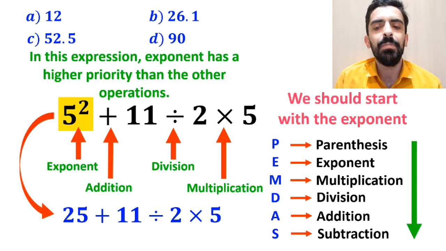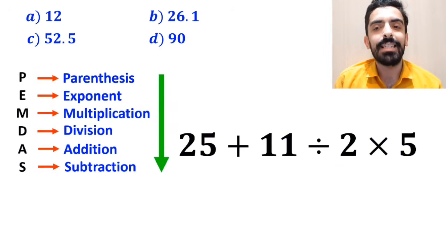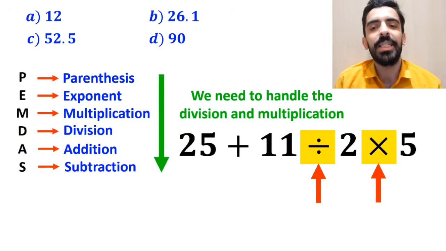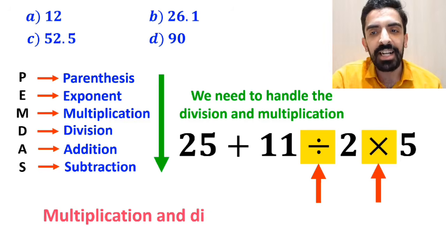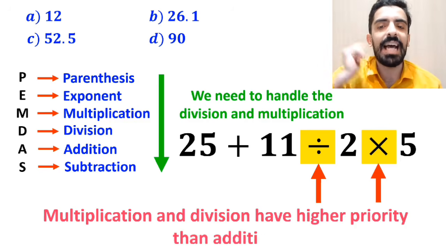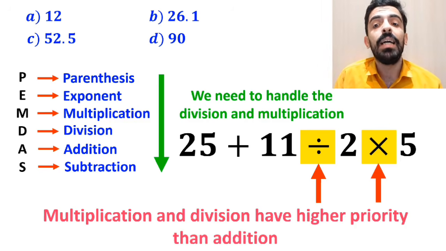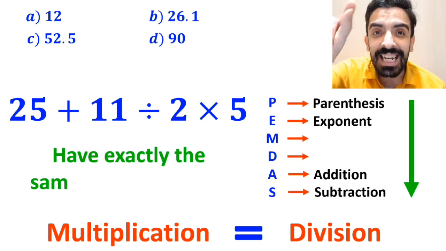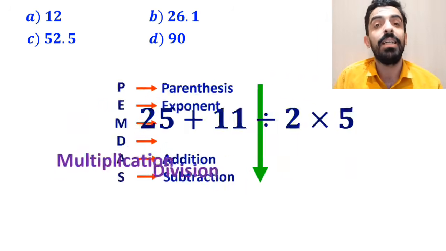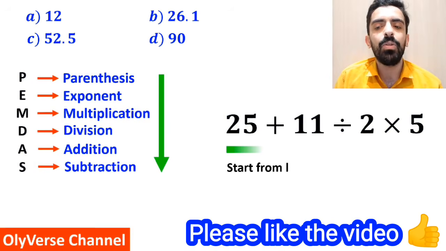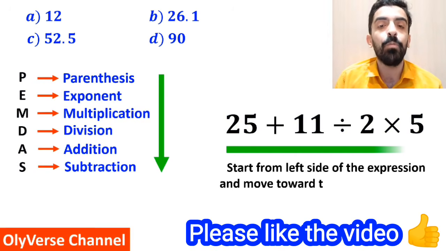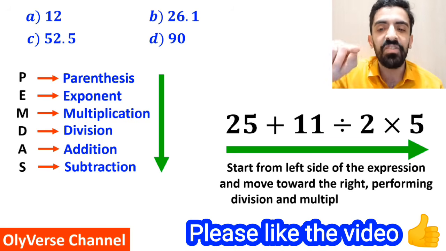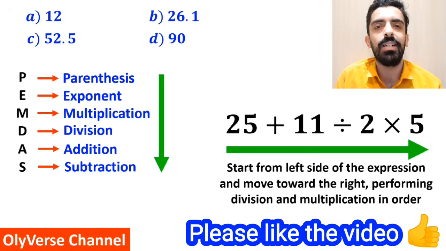So, this expression simplifies to 25 plus 11 divided by 2 multiplied by 5. And the next step, we need to handle the division and multiplication, since multiplication and division have higher priority than addition. However, it's really important to understand that multiplication and division have exactly the same level of priority. In this situation, the best thing to do is to start from the left of the expression and move toward the right, performing division and multiplication in order.